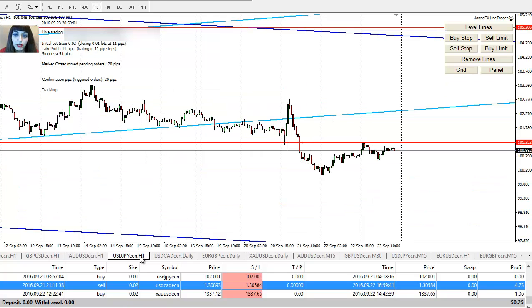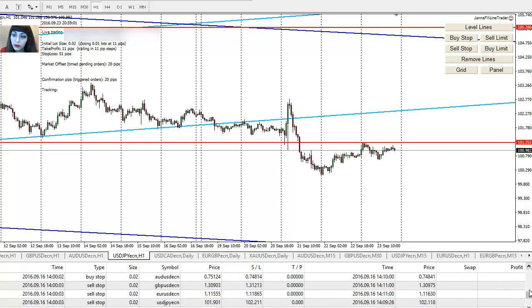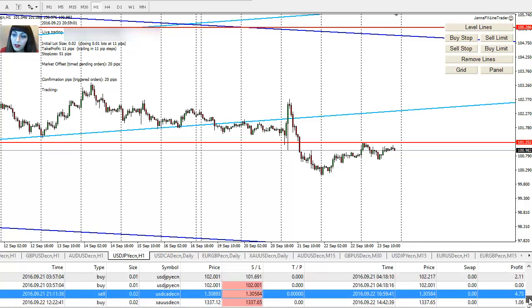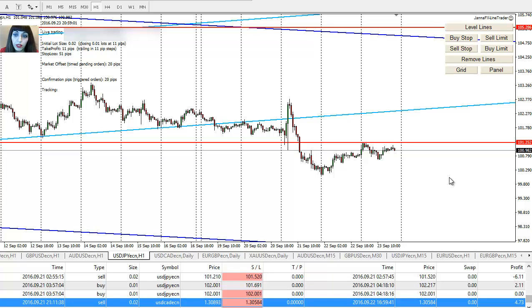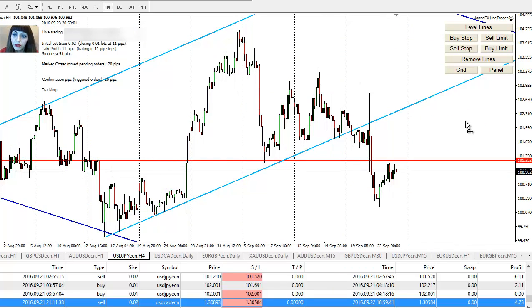Now I'm going to dollar yen, and here at the bottom you can see these are my trades. This was from the previous days, and this is from this week, and I had a bad trade for dollar yen, and here's what happened. So let's go and see what we had. Of course, we had dollar yen.